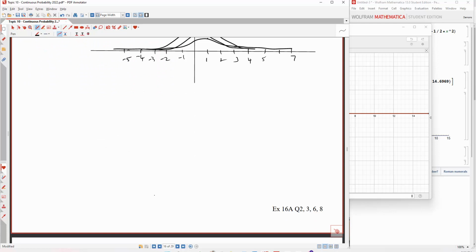All right, so your exercise is 16A, and only a few questions there.